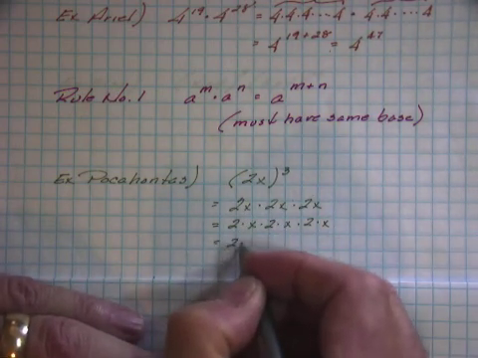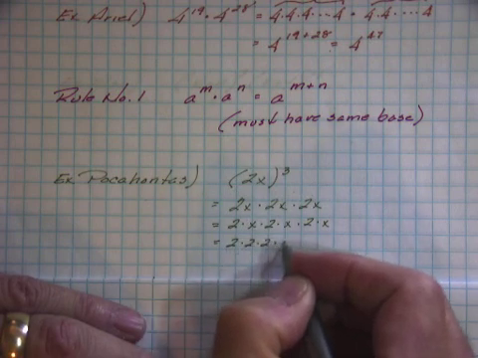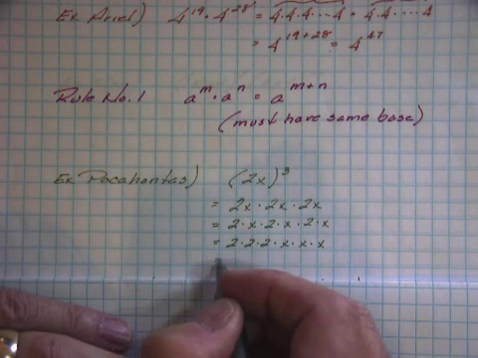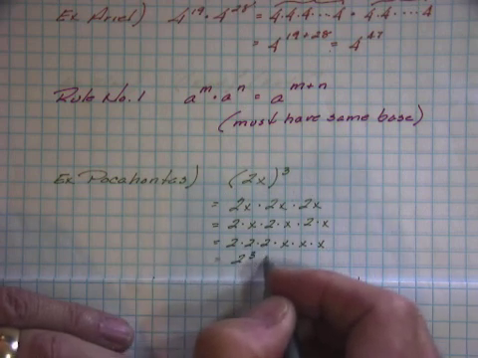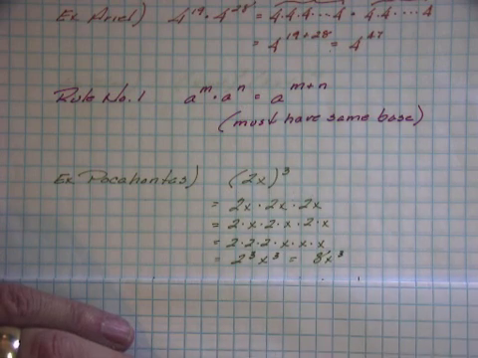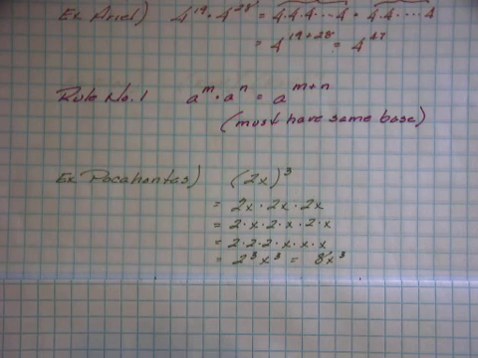And then take advantage of the commutative property of multiplication. We can put all the 2s next to each other and all the x's next to each other. And we see that what we end up with is 2 to the third, x to the third, or if you like, 8x to the third, okay?